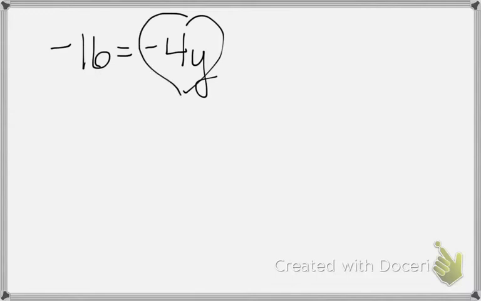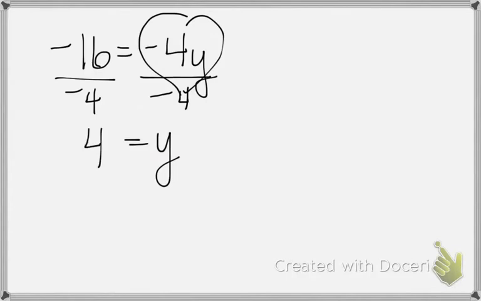And last but not least is something like this. Negative 16 equals negative 4y. Now, I'm not going to keep doing hearts every single time, but negative 4 is married to y. So guess who's going to get kicked out? The negative 4. So divide each side by negative 4. Now, y is okay if it's on the right-hand side. And then negative 16 divided by negative 4 is positive 4.